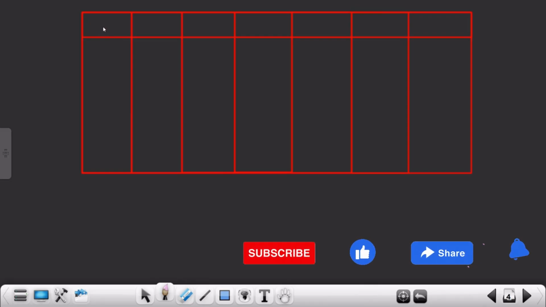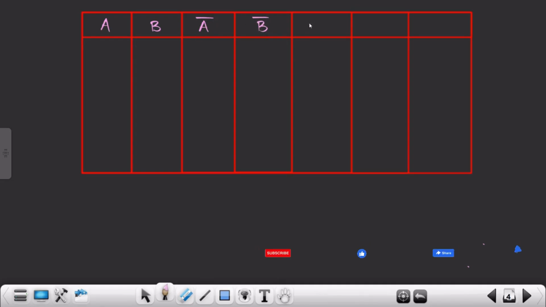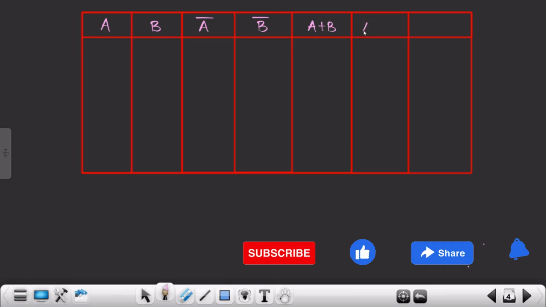So obviously, we will require two inputs, that is input A and input B. Then I would be taking its complement, that is A bar and B bar. And then since we are dealing with the NOR gate, I will add both of the inputs, and then I will take its complement, that is A plus B the whole bar. Then I will multiply A bar and B bar, and check what output I am getting.